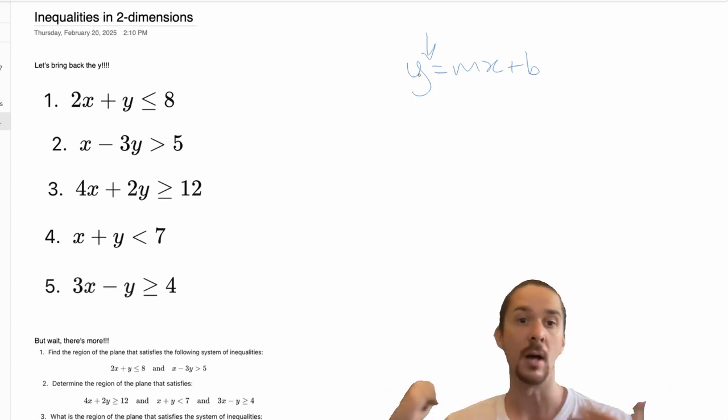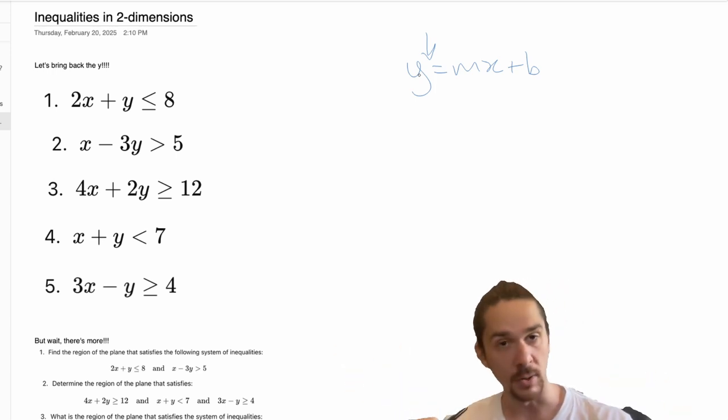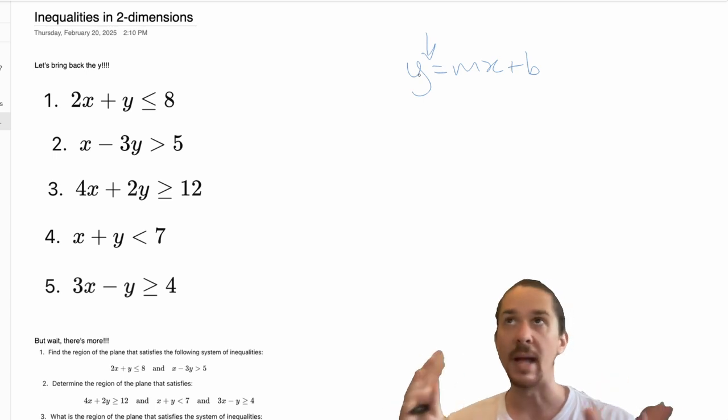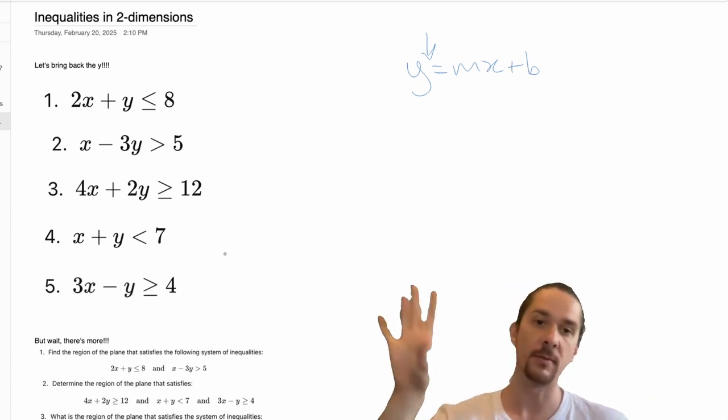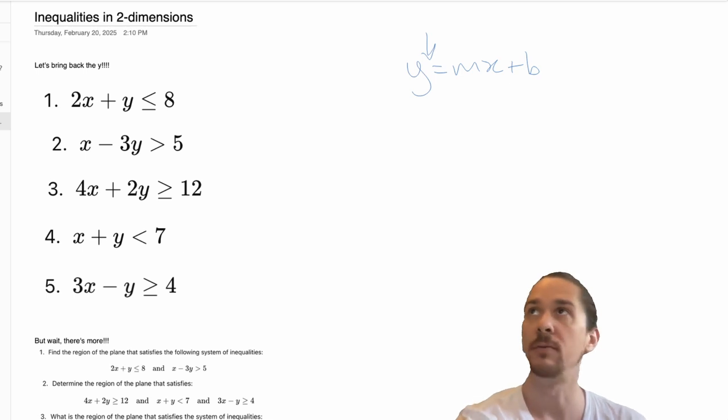Once we have that, we're then going to think, okay, what does this line look like? And are we above it? And are we below it? And do we have the possibility of being on the line or not? So here are the first 5 examples that you can attempt if you want to work ahead.